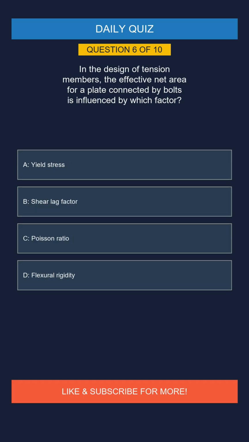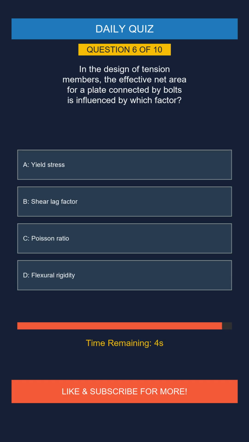Question 6. In the design of tension members, the effective net area for a plate connected by bolts is influenced by which factor? Option A, yield stress. Option B, shear lag factor. Option C, Poisson ratio. Option D, flexural rigidity.